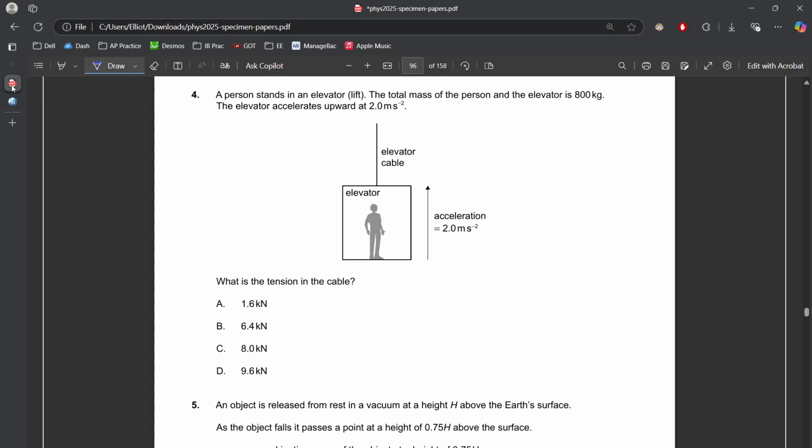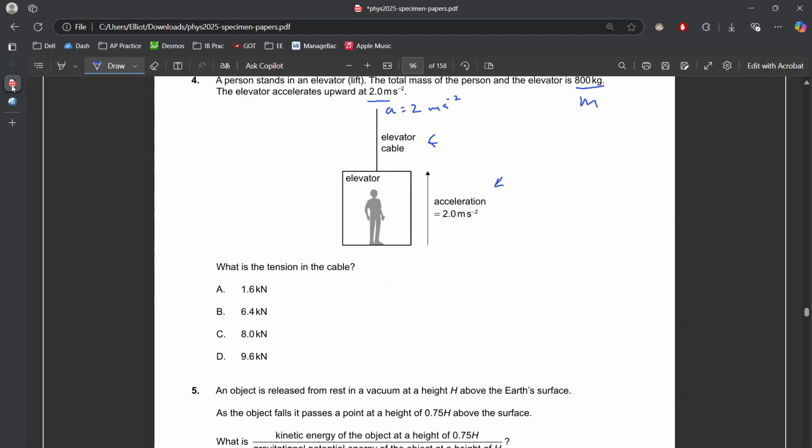Okay, a person stands in an elevator, a lift. The total mass of the person and the elevator is 800 kilograms. Okay, so let's call that M. The elevator accelerates upward at 2 meters per second. Okay, so acceleration is equal to 2 meters per second squared. And you see you have that diagram right here. IB is ever so helpful with their diagrams. What is the tension in the cable? I suppose that will just be the F net.